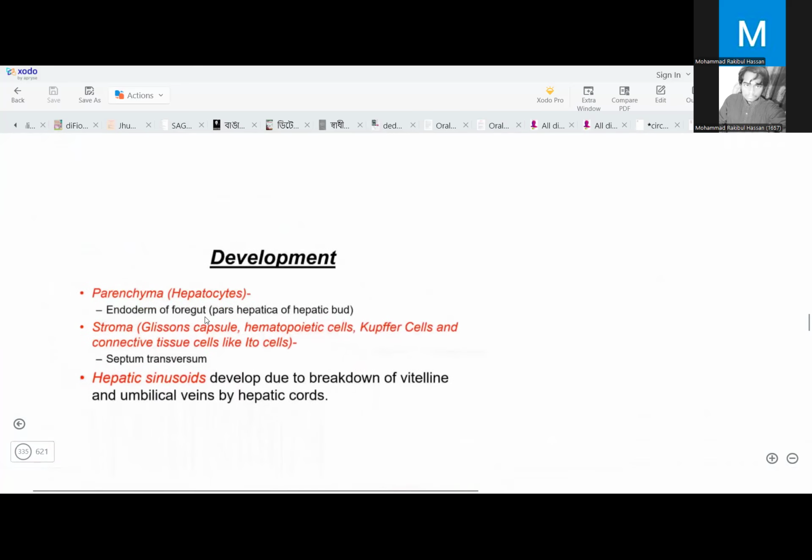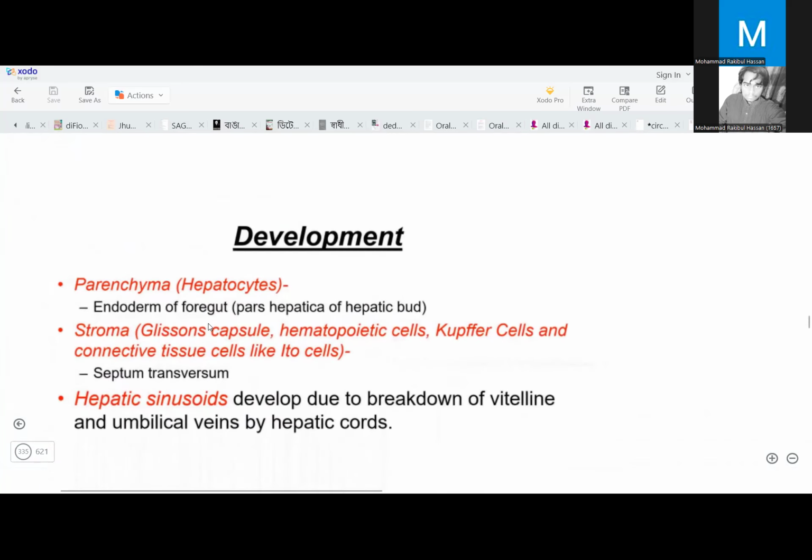Development of the liver: from the endodermal foregut, the hepatic part gives the parenchyma, the hepatocytes, then the stroma or Glisson's capsule, hematopoietic cells, Kupffer cells, and connective tissue cells like Ito cells, gradually from the septum transversum, and hepatic sinusoids develop due to breakdown of vitelline and umbilical veins by hepatic cords.